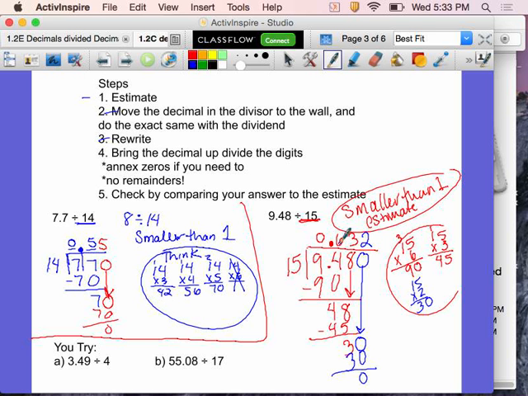So it's 632 thousandths. Is that smaller than 1? Yes. So I know I'm on the right track. Pause the video and try 2 problems.